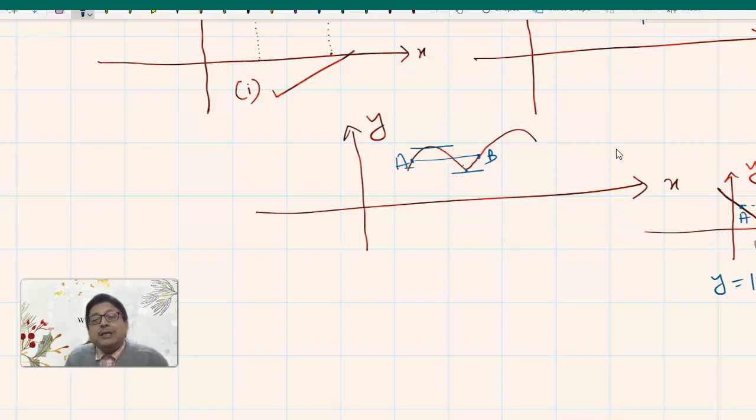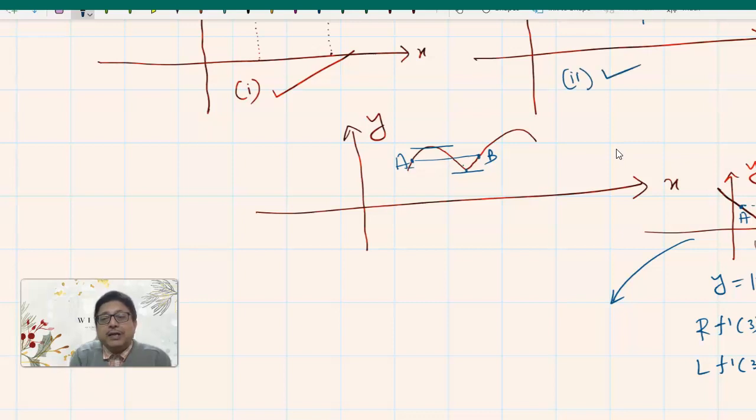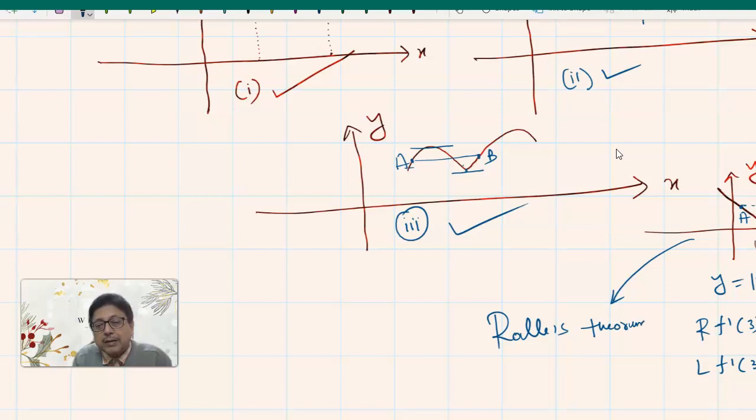Why? As per our discussion in previous videos, dy by dx at this point, I mean f dash 3, has a value equal to, at this point this angle is 45 degrees, tan 45 is 1. And what is the left-hand f dash 3? This is going to be minus 1. So for this function, Rolle's theorem was applicable in number 2. Number 3, Rolle's theorem is applicable, but here Rolle's theorem is not applicable.